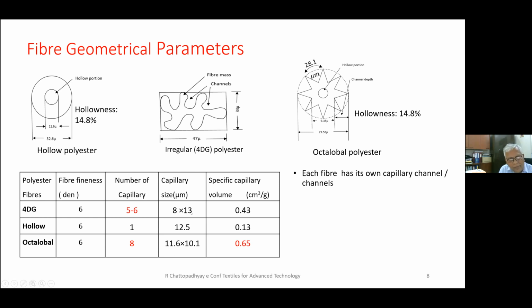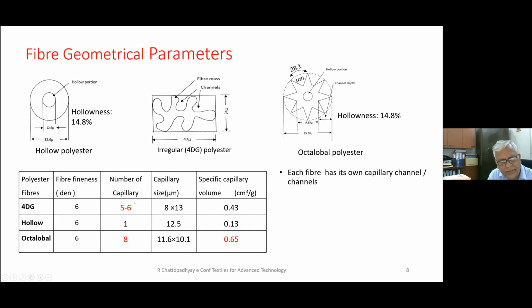If we compare these three fibers, in the case of 4DG, look at the number of capillary channels that exist on the fiber surface. This is one channel, this is one channel, this is one channel. Generally, it is 5 to 6. In the case of hollow polyester, we have only a single channel, that is at the center of the fiber. In the case of octalobal, since there are 8 lobes, there are 8 channels. Each of these channel dimensions is also stated in this table, because these channels will be transporting or carrying the liquid from one point to the other.